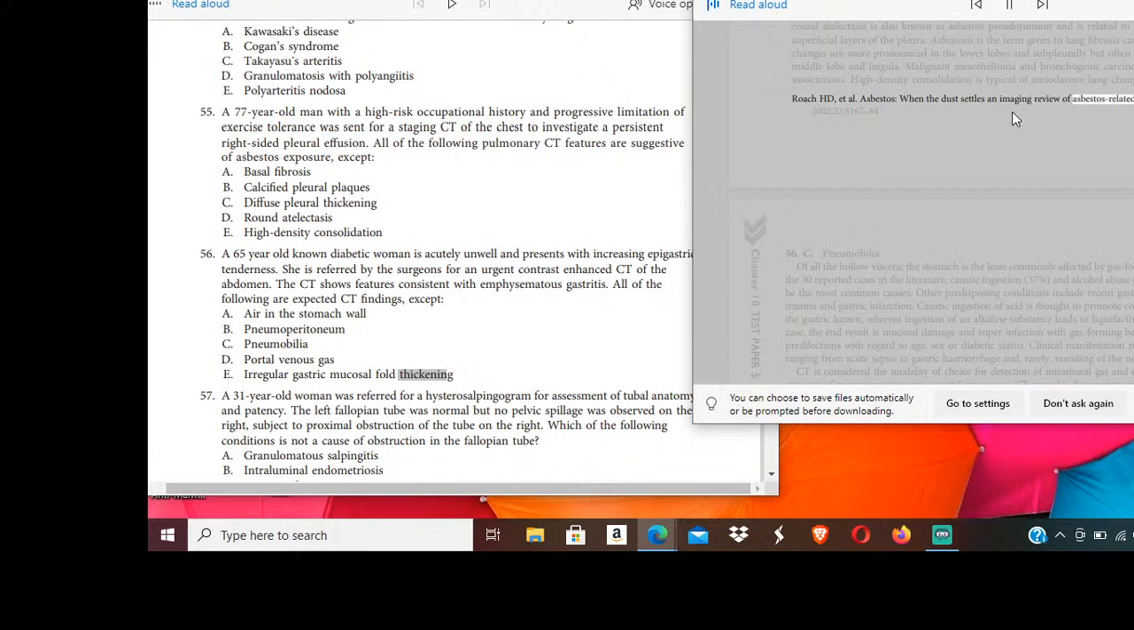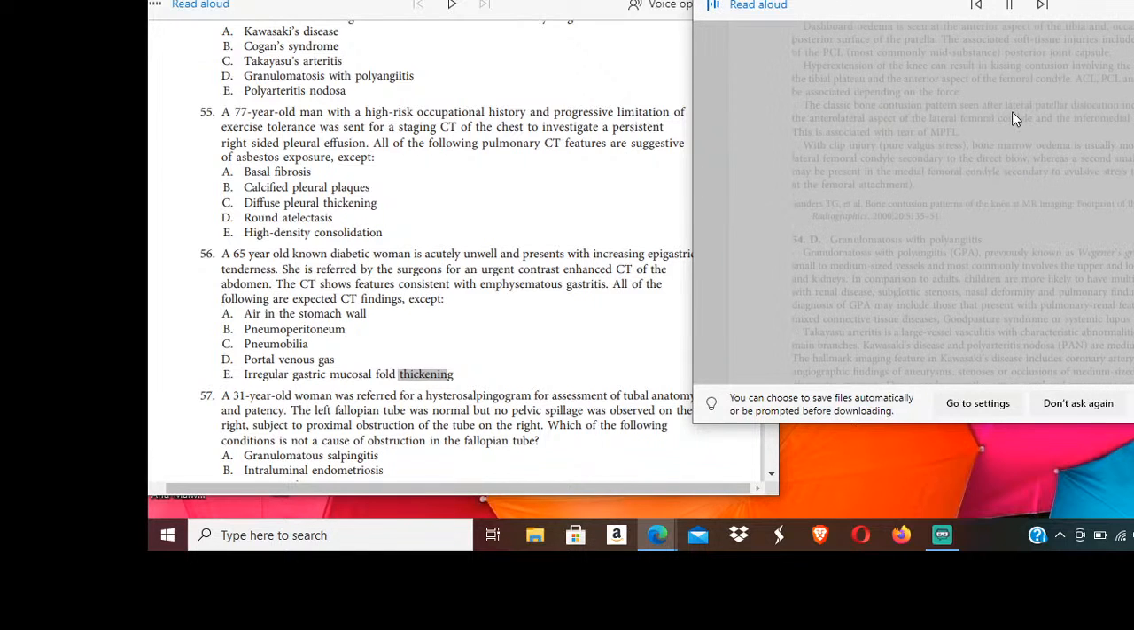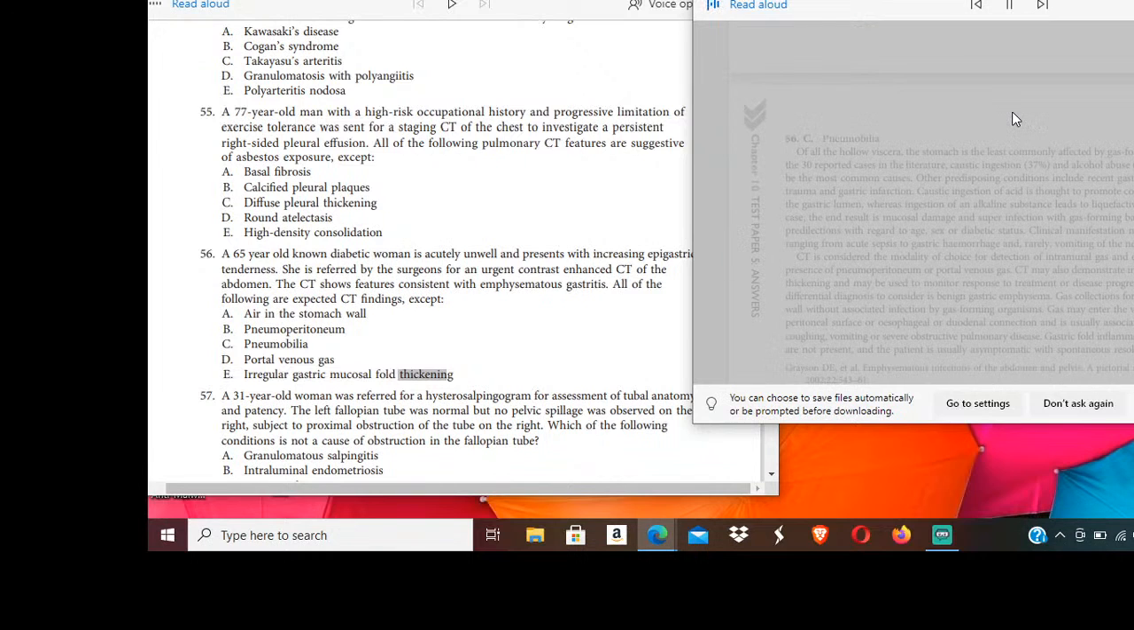Imaging review of asbestos-related disease. Radiographics. 2002, 22:S167-84. Chapter 10. Test paper 5, answers.